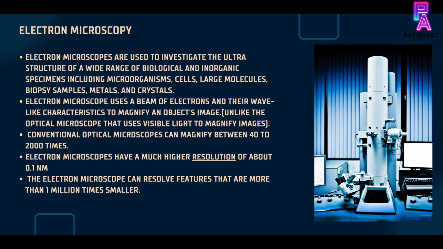Conventional optical microscopes can magnify between 40 to 2000 times. Electron microscopes have, however, a much higher resolution of about 0.1 nanometer. The electron microscope can resolve features that are more than 1 million times smaller.